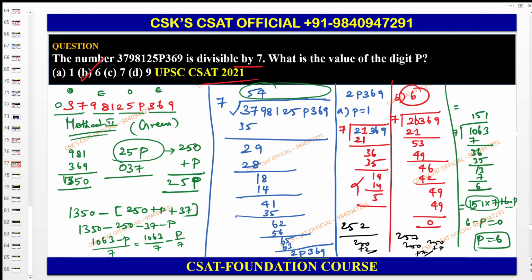Understood? Okay, sir, got it. Nikita understood. 259 can be written as 250 plus 9. Same thing here. 25p can be written as 250 plus p. Since the unit places are getting added, 0 plus p will become p. Yes, sir. Thank you, sir. Got it.